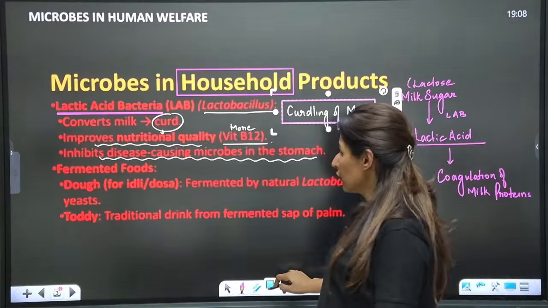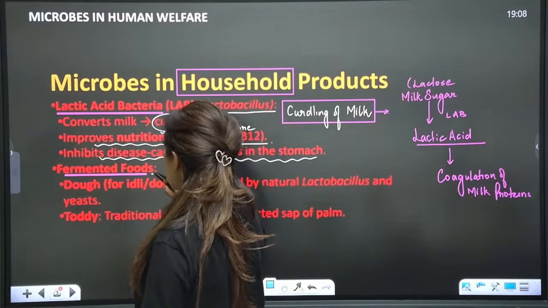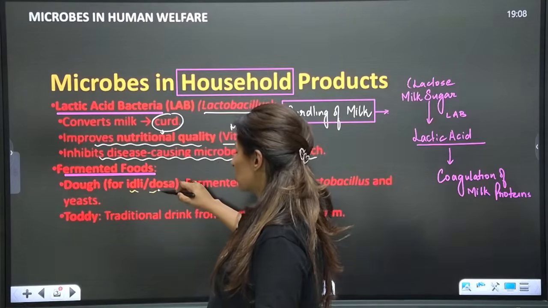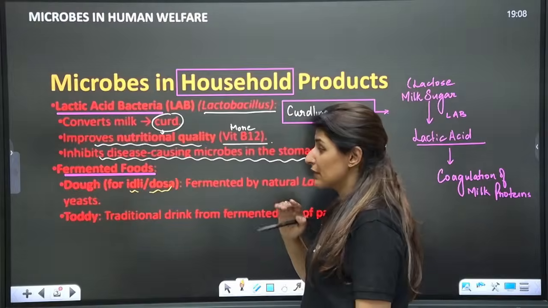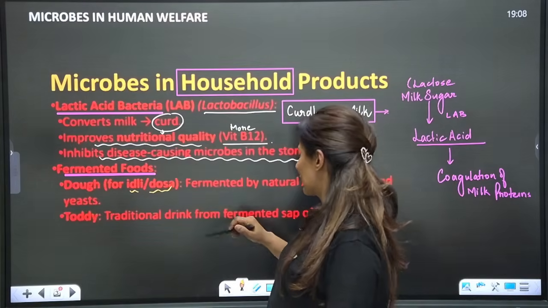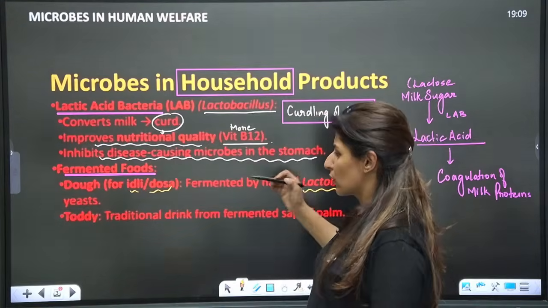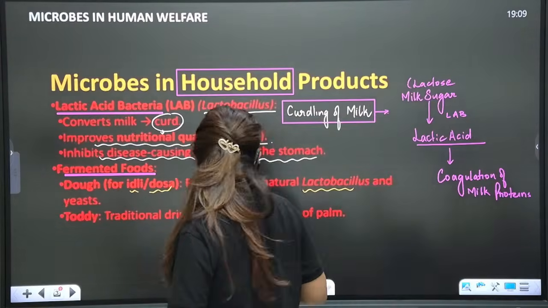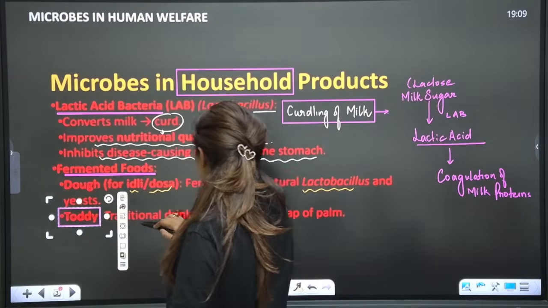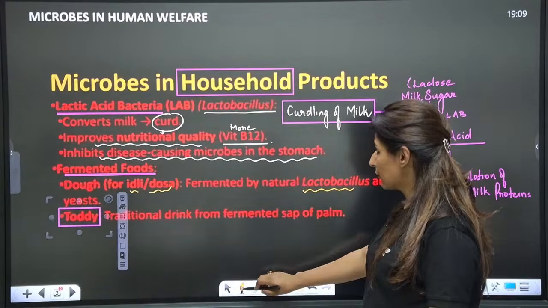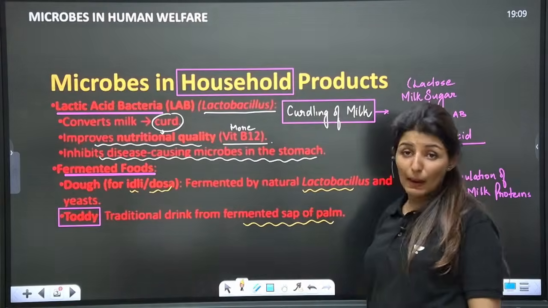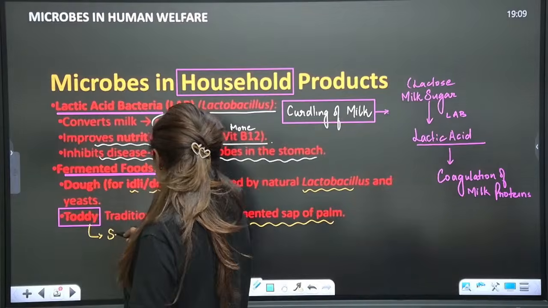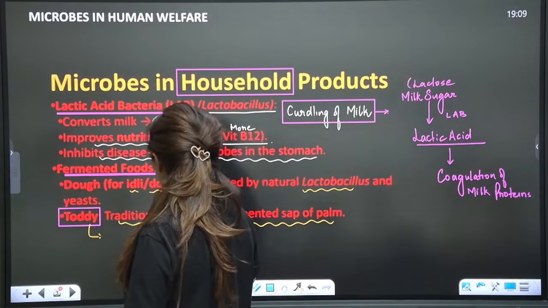Clear? Now, moving on to the next, that is fermented foods. Which are the fermented foods that we are eating? It is idli, dosa, right? These fermented products are also prepared by microbes, for example, Lactobacillus or yeast, again good microbes. Then there is a very important term which is called toddy. Toddy is a traditional drink developed from fermented sap of palm. Toddy is a traditional drink of South India.